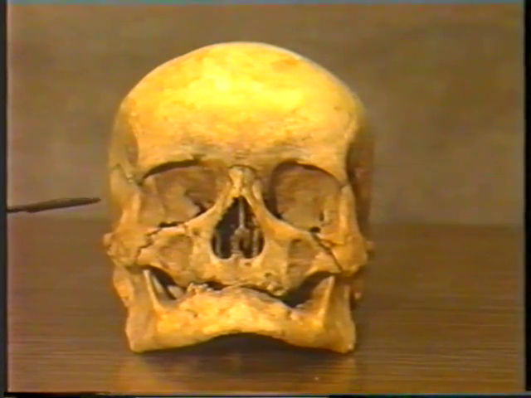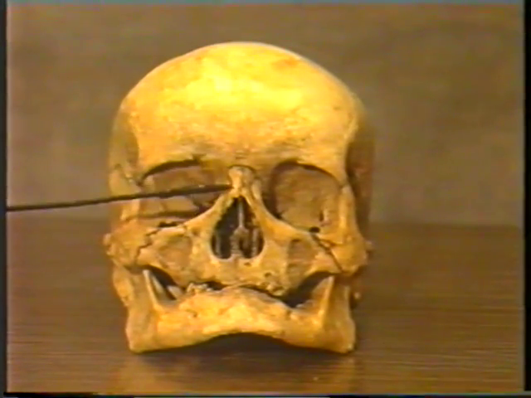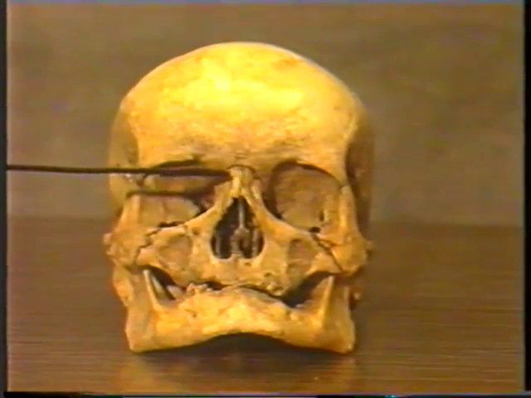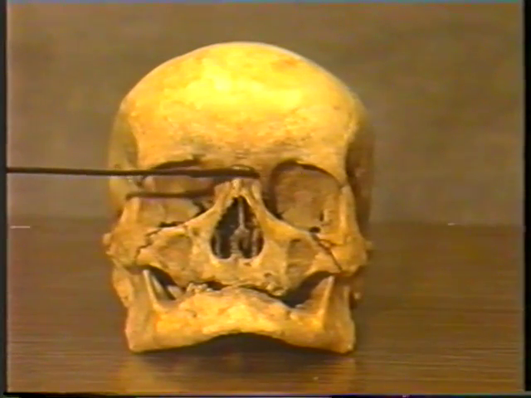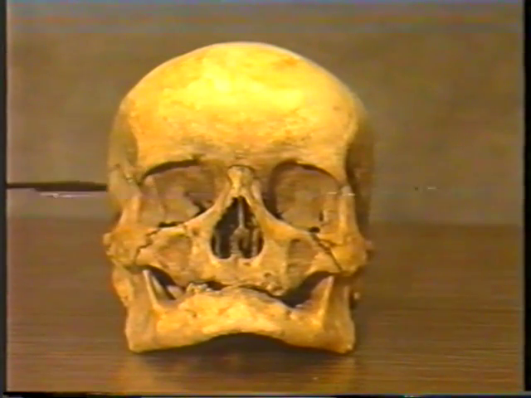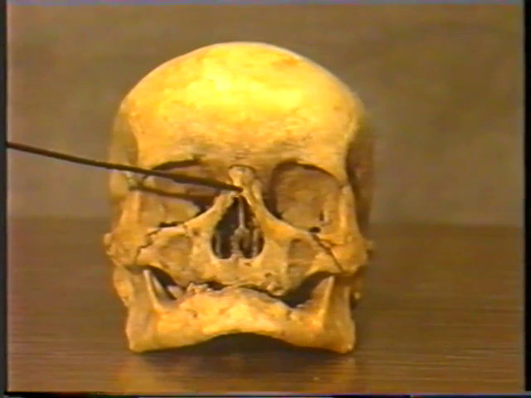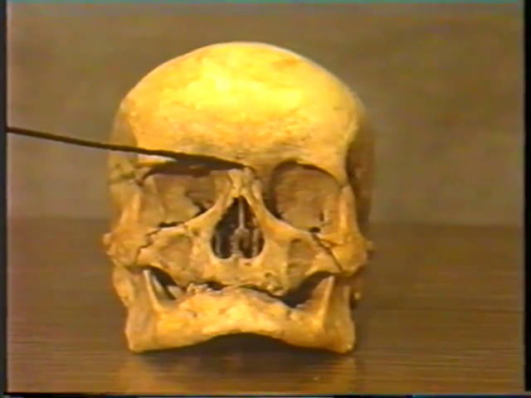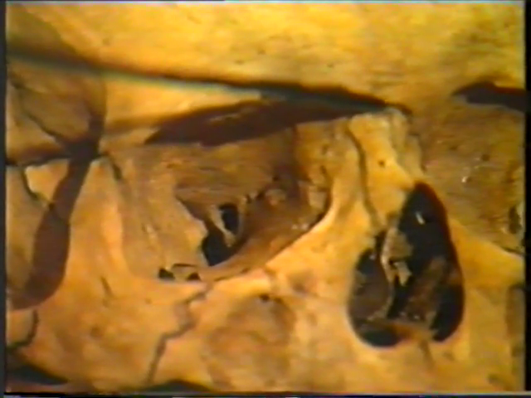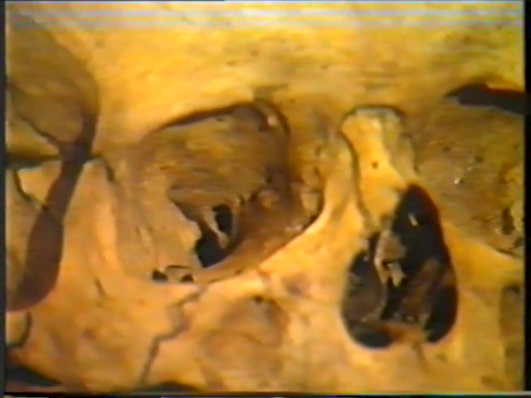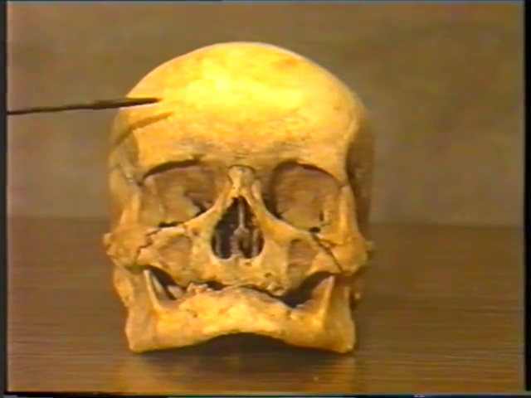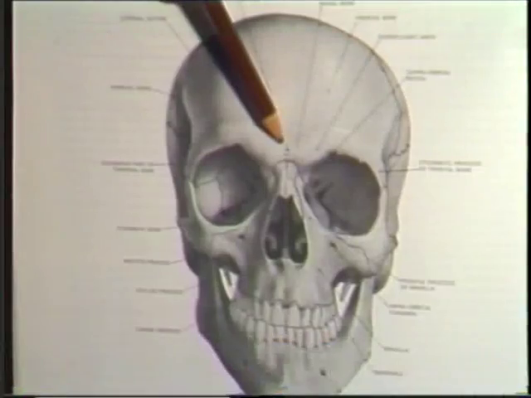The frontal bone articulates with the nasal bones at the nasofrontal suture, which meets the suture between the two nasal bones at a point called nasion. The area just above the nasion is called glabella.